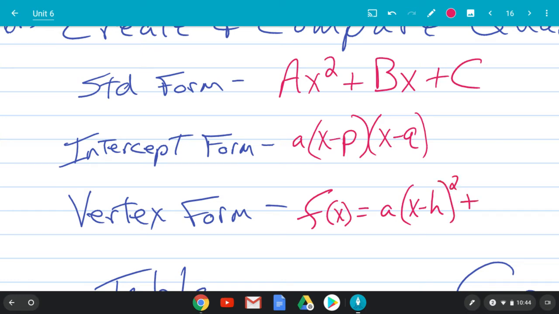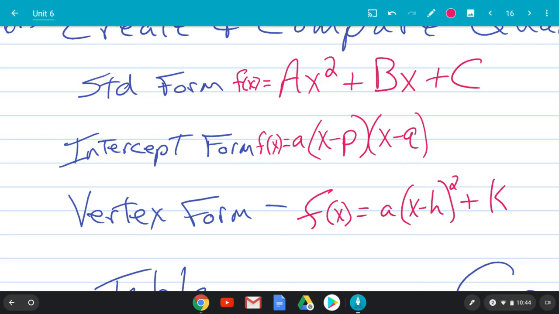Quantity squared plus k. There we go. That's why we're writing them down again. All of them could be f of x equals, or what can I put instead of f of x? Or y, because I want to know. Okay. A times x minus h quantity squared plus k is vertex form.